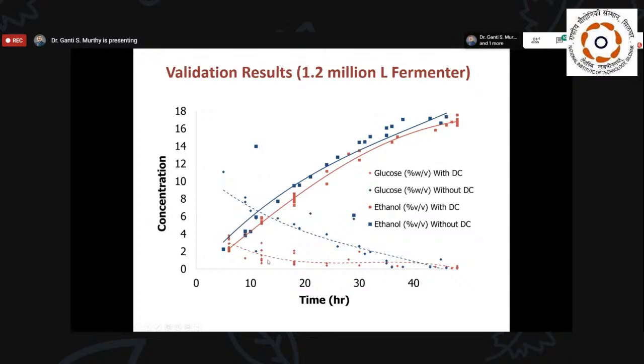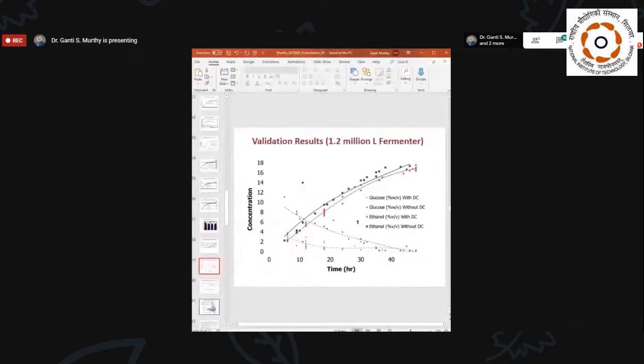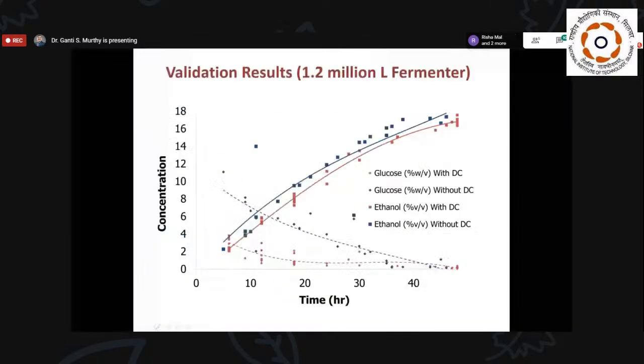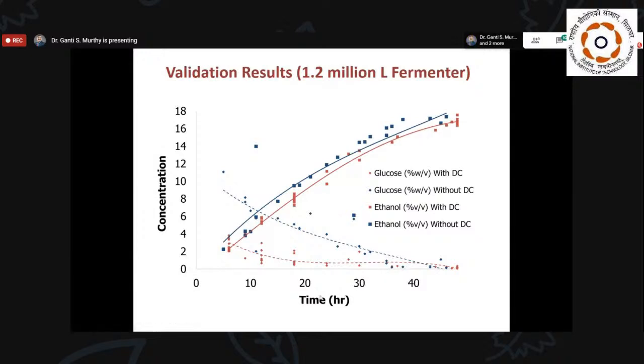But then you see a huge difference in the glucose concentrations, right? You see how different that is. And these are for multiple runs that we have done. So you see that it's maintaining less than 20% in this case too. So these are some of the results that we get. Moving further, I think this is from 7 or 8 runs that we did on a 1.2 million liter fermenter.